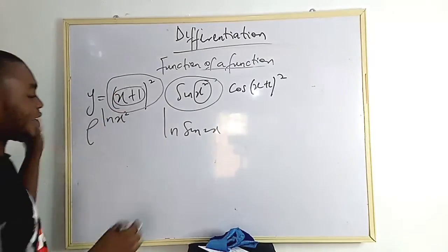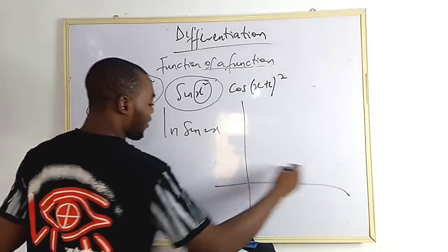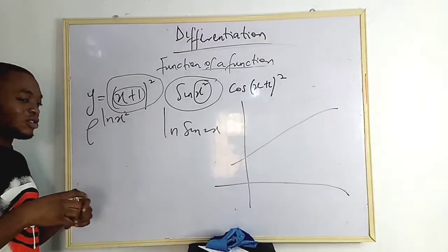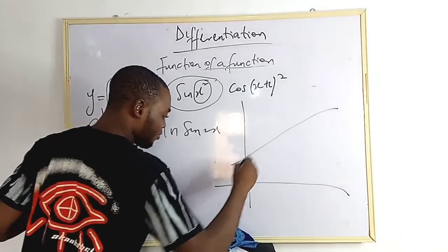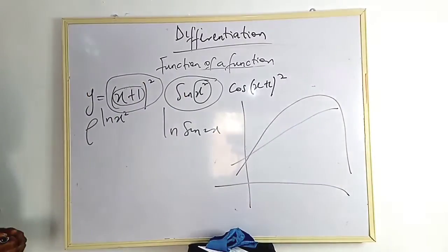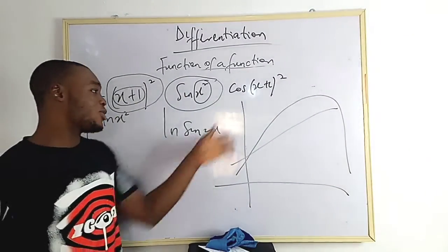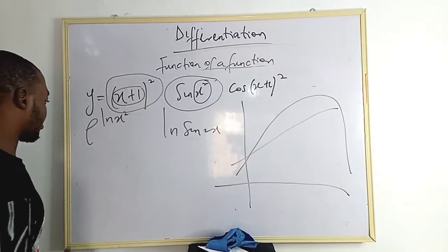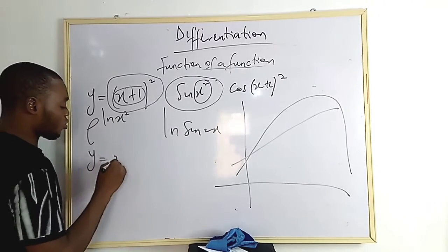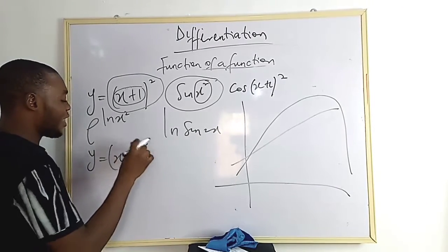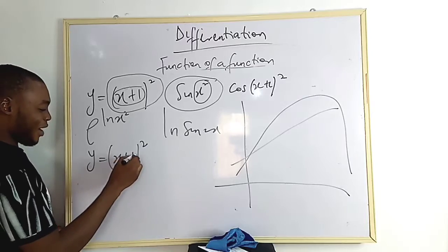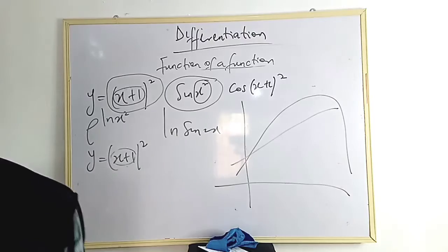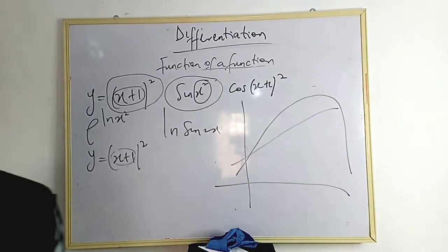If you draw the graph of x plus 1, you're going to have a straight line. But x plus 1 squared, you're going to have a parabola. You can see there are two different functions. We call them function of another function because y equals (x plus 1) squared is determined by the value of x plus 1 that we have here. So this technique is about how to differentiate functions of this form.